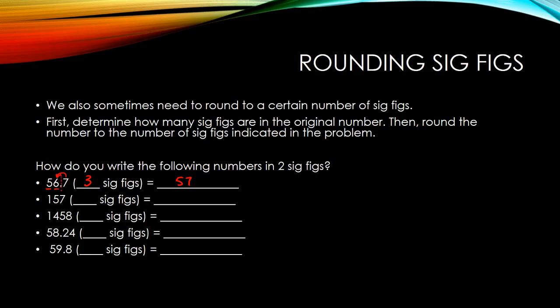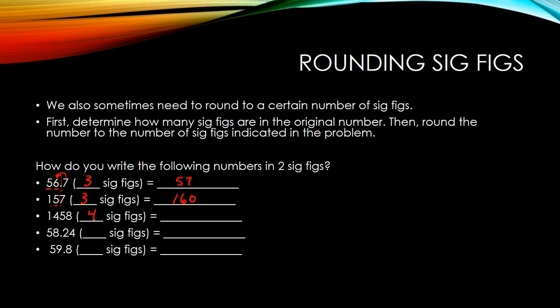All right, well, let's look at another one. We got 157. Again, this one has 3 significant figures originally. So we do the same thing. We keep the 1, we keep the 5, and then we look. Does 7 round up? Of course it does. So the 7 causes the 5 to round up to a 6, making this 160. And remember, this only has 2 sig figs because there's no decimal point here. So as long as we don't add the decimal point, it's only 2 sig figs. All right, our next one, 1,458.